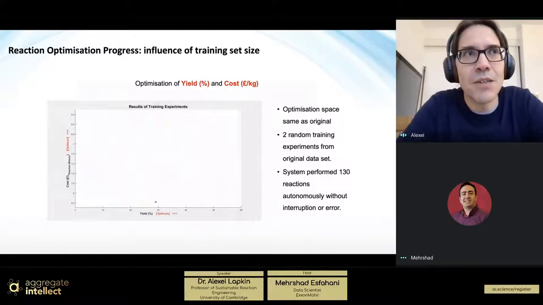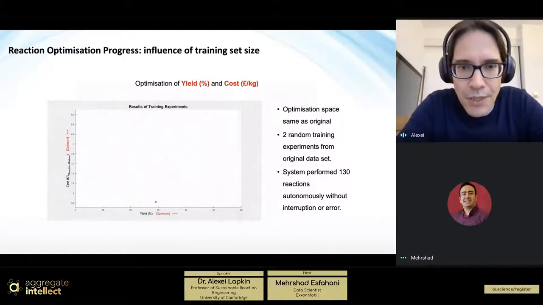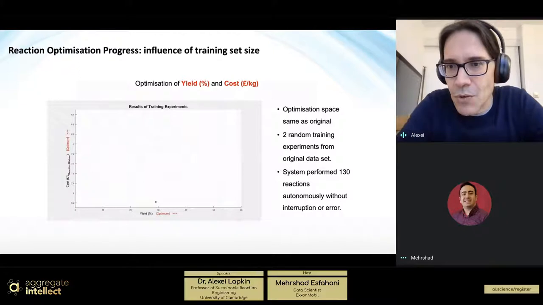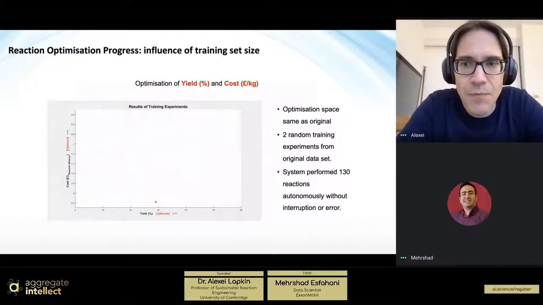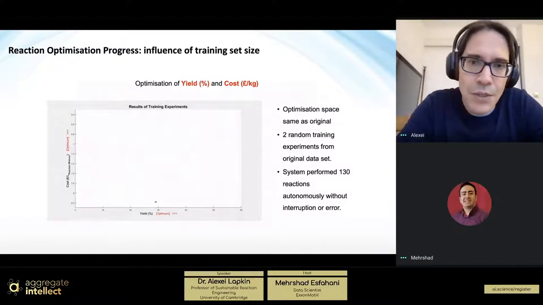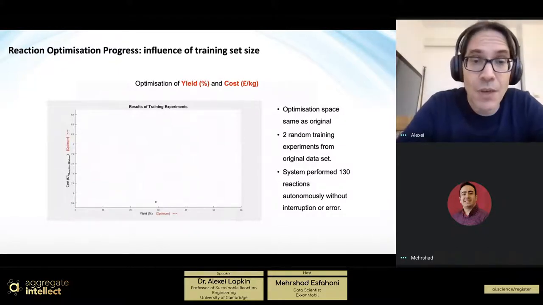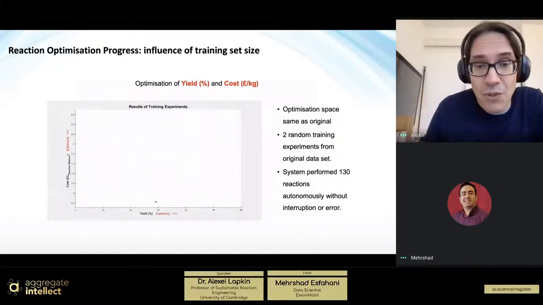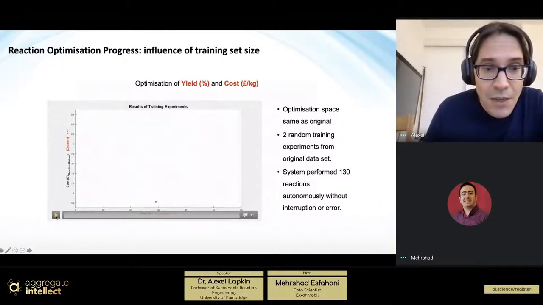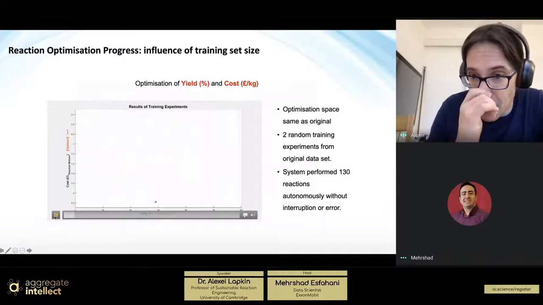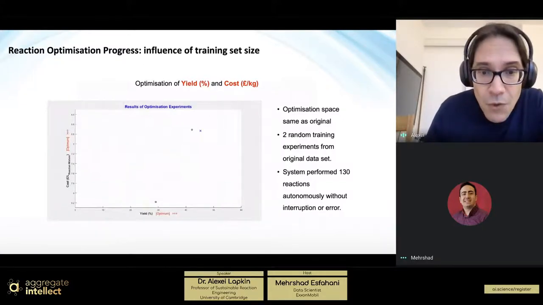They didn't write the algorithm. They put together the whole system. And so they decided to give it very, very little training data. So instead of 20 data points for Latin hypercube, they gave it 2. And decided to say, okay, how is it going to fare? And they ran it for 130 total experiments. So these are the first 2 data points.